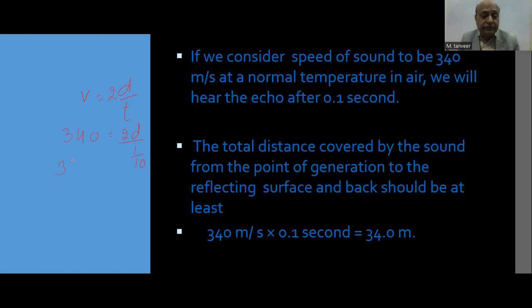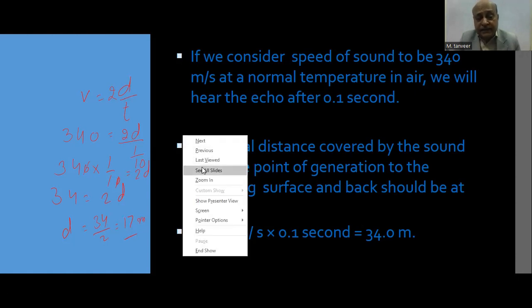340 multiplied by 1 by 10 equal to 2D. The 0 will be cancelled. 340 equal to 2D, or D equal to 34 divided by 2, that is equal to 17 meter. This is the minimum distance which is required in order to hear a clear echo.